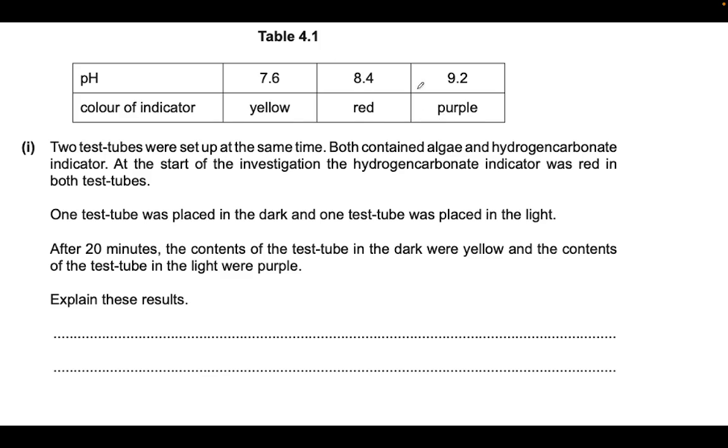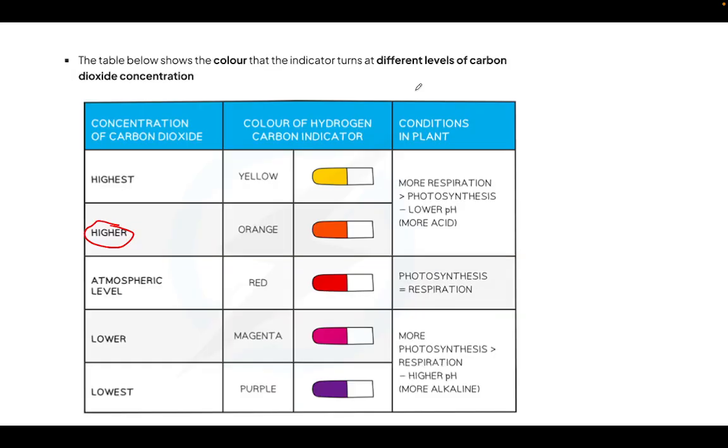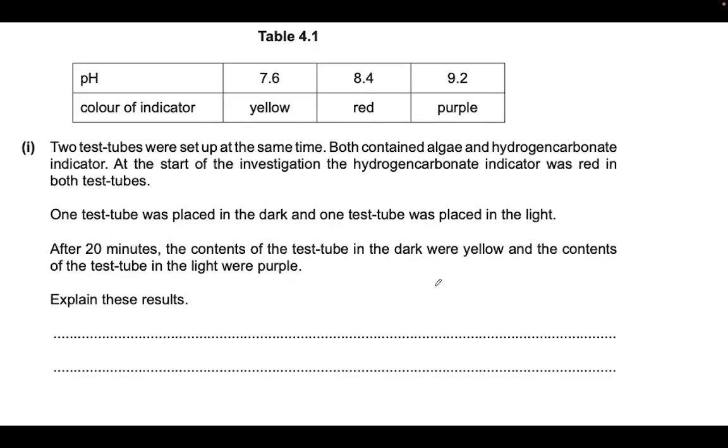Before you even read the question, you can understand that if you understand what you talked about. When is it red? When we have atmospheric level. That means photosynthesis and respiration, they're equal. Mostly on the daytime, not in nighttime, because nighttime we have more respiration. Now, I want us to understand this question together.